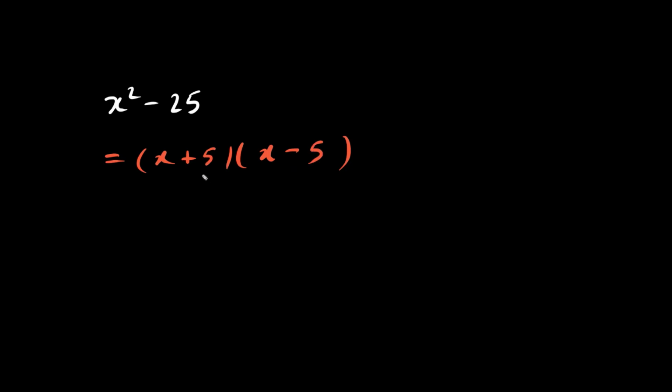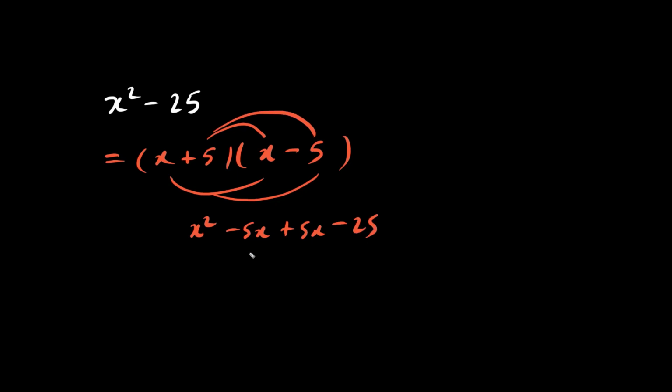Let's verify this by expanding this out. x times x is x squared. x times negative 5 is negative 5x. 5 times x is 5x. And 5 times negative 5 is negative 25. The middle terms cancel, so indeed x squared minus 25 can be factored.